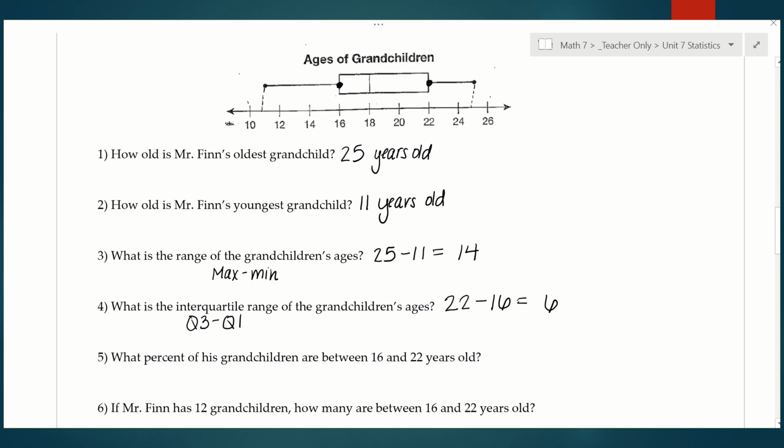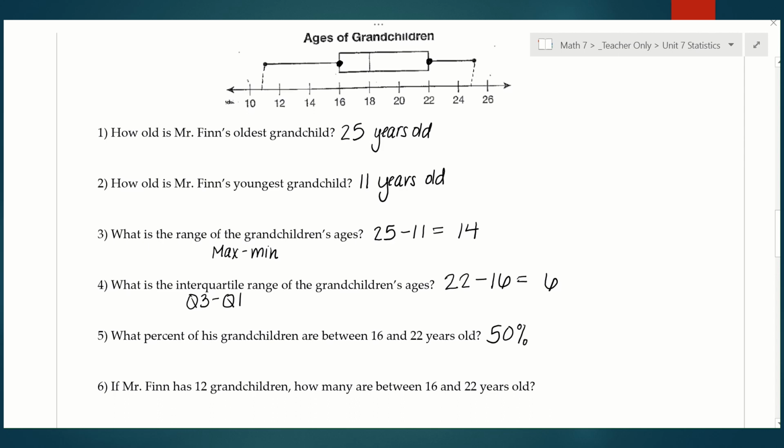Number 5, what percent of his grandchildren are between 16 and 22 years old? Okay, so 16 to 22. That includes both boxes, or 2 sections of the plot, which means it's 50% of his grandkids are between that age range.